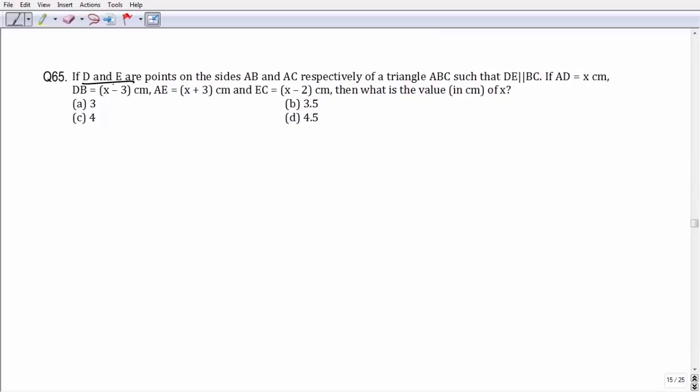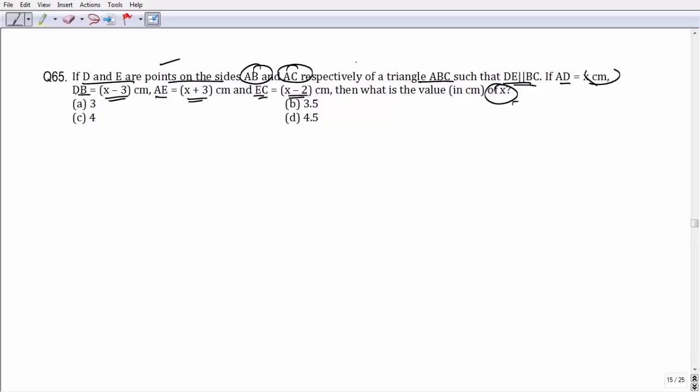Now the question says that D and E are the points on AB and AC sides of a triangle such that DE is parallel to BC. And it is given that AD equals x centimeters, DB equals x minus 3, and AE equals x plus 3, and EC equals x minus 2. So we have to find out the value of x.